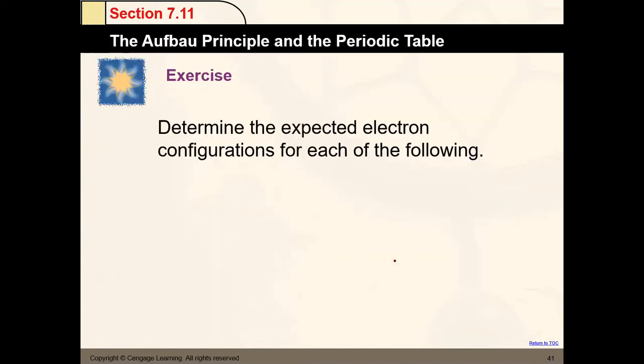Determine the expected electron configuration for each of the following. Sulfur, okay. Sulfur is 32. Let's do that as a practice. I did silicon already. Let's do a big one. Barium. Barium is really big.